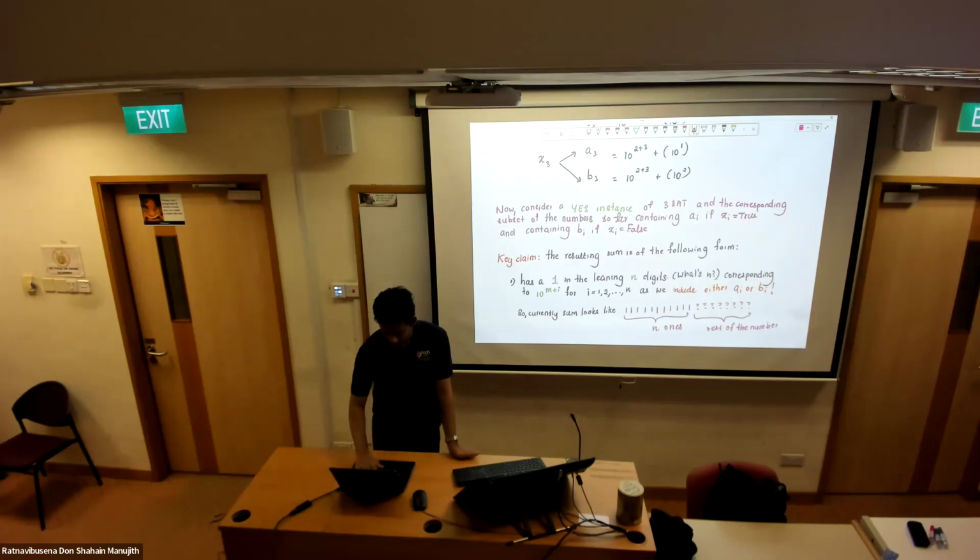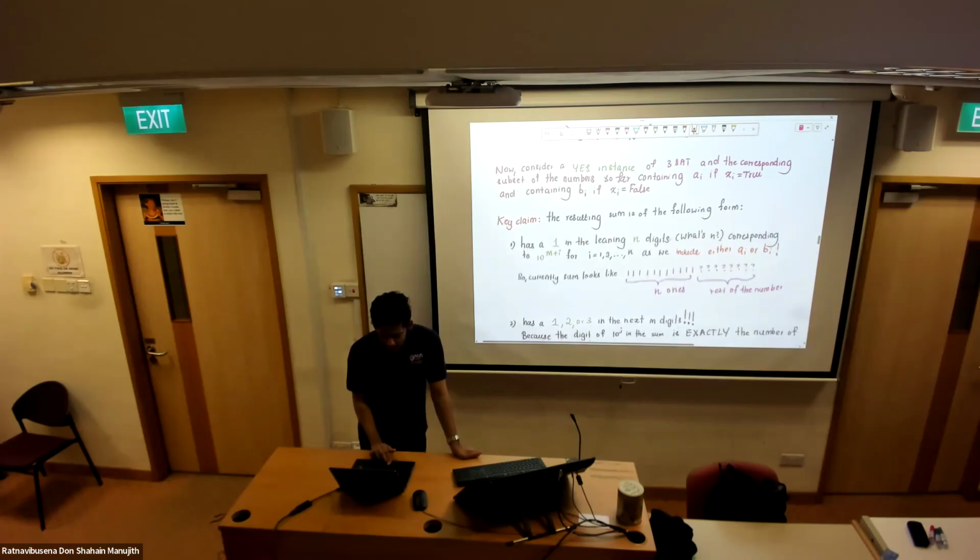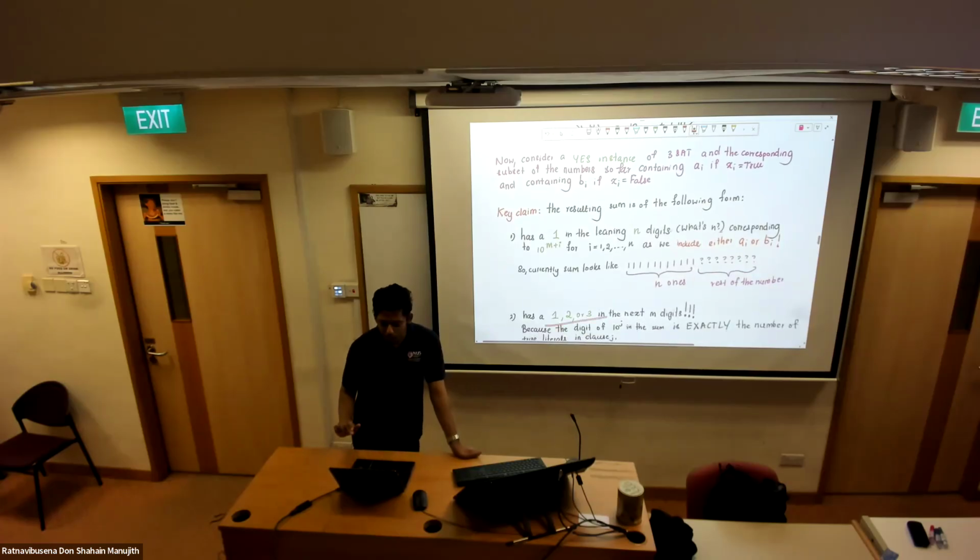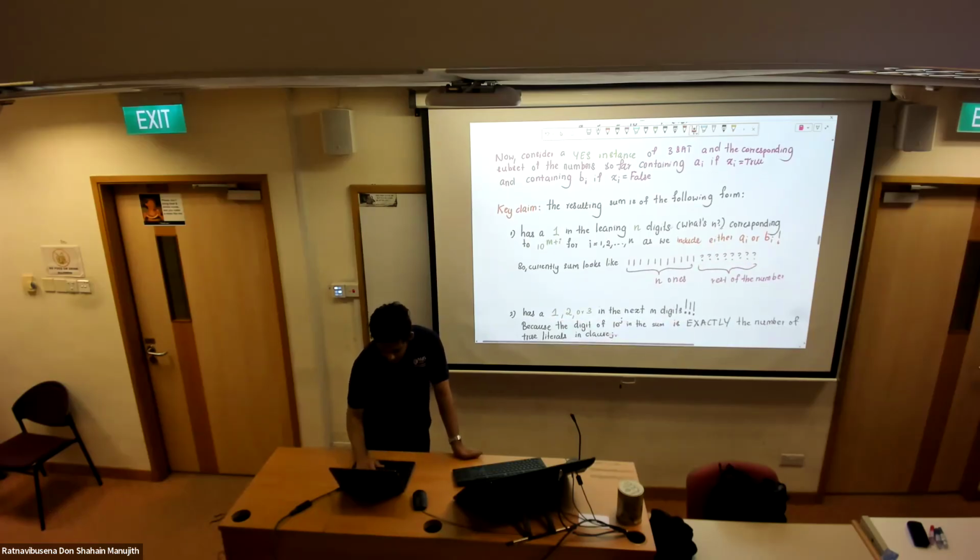For now, the first n digits are exactly 1. And it has a 1, 2, or 3 in the next m digits. That means for the next m digits, it has 1, 2, or 3. Why is that the case? Because the digit of 10^j, where j is at most m, is exactly the number of true literals in clause j.